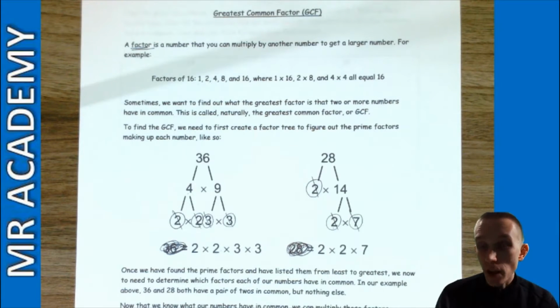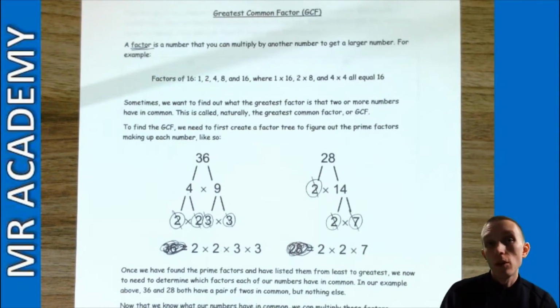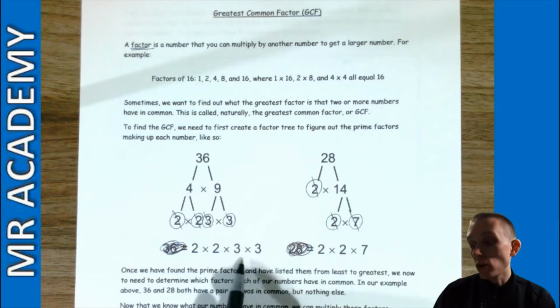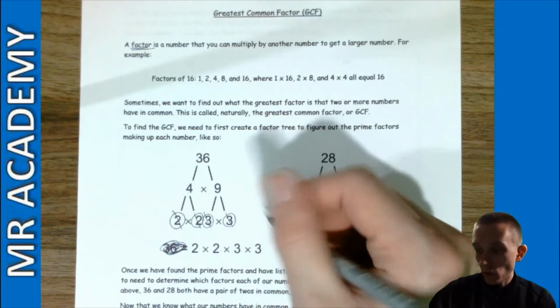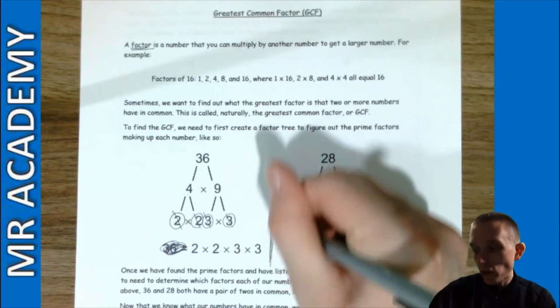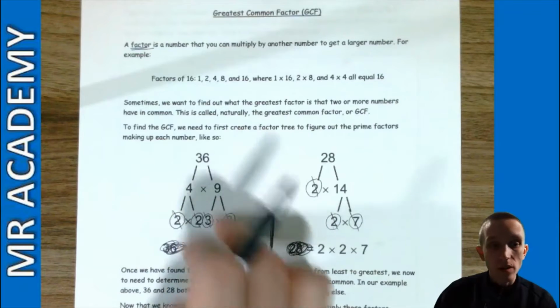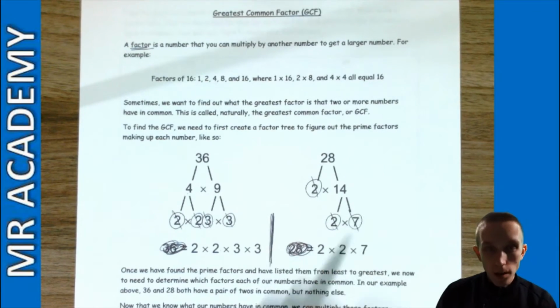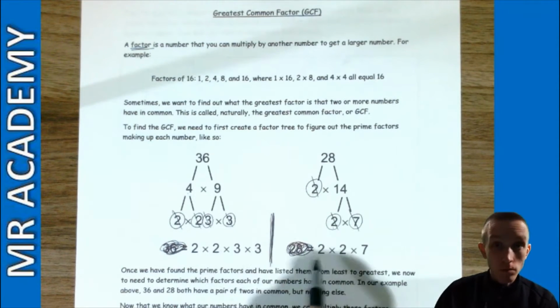Now, our next step is that we need to figure out what numbers both of these have in common. What are the prime factors in our list right here that both of these numbers have in common? Okay, so right here I'm going to just draw a line to make sure that we have two separate sets of numbers. These are for 36, and these are for 28. Okay, so what do they have in common? That's the question. Well, it looks to me like they both have a 2.